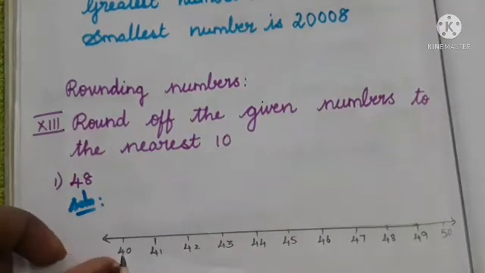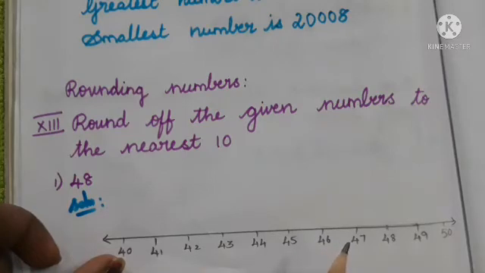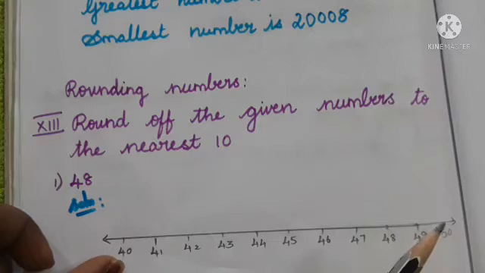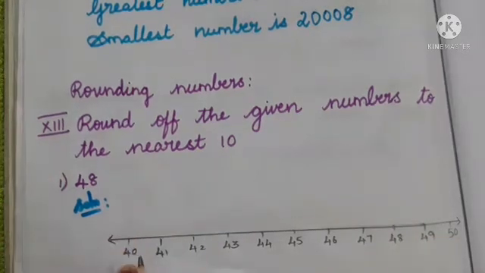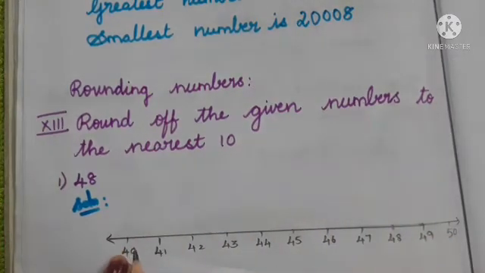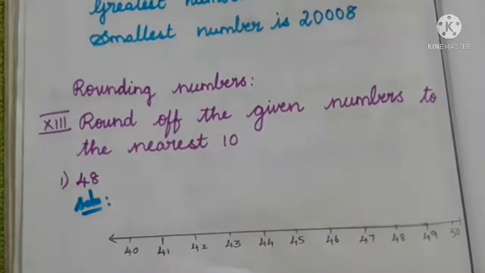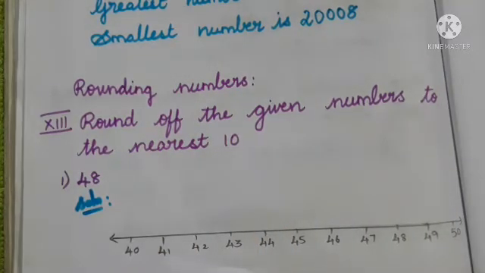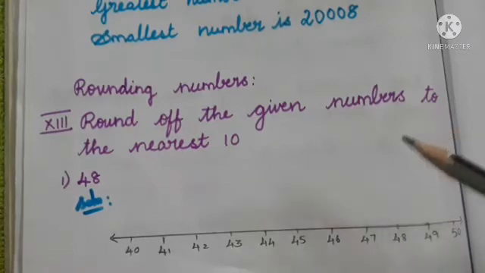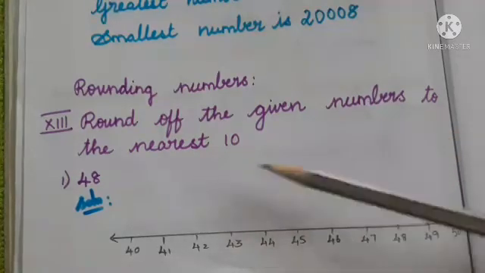When you are drawing the number line, the numbers must start with the nearest 10, that means 40. So 40, 41, 42, 43, 44, 45, 46, 47, 48, 49 and 50. Nearest 10s are 40 and 50. Then what we have to do? We have to find out, is 48 closer to 40 or 50?